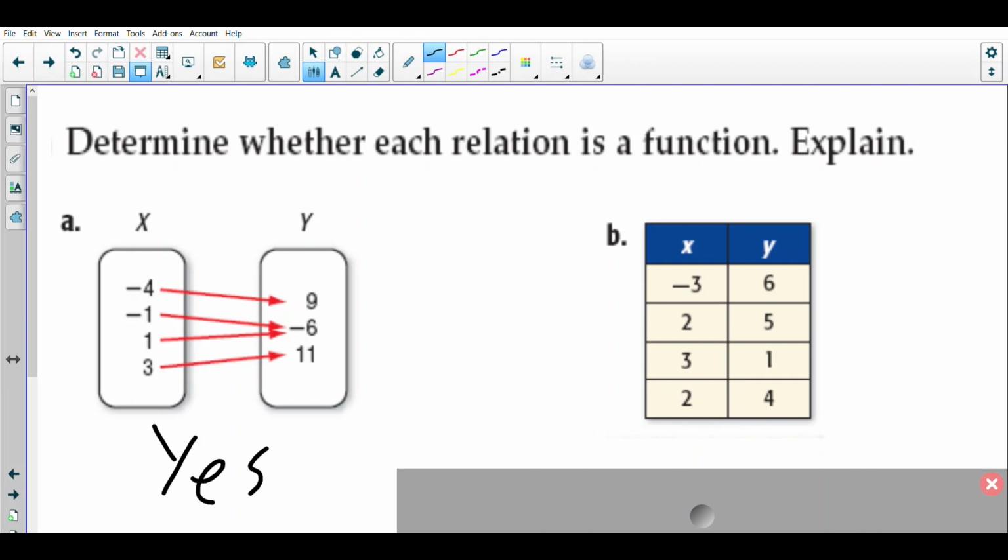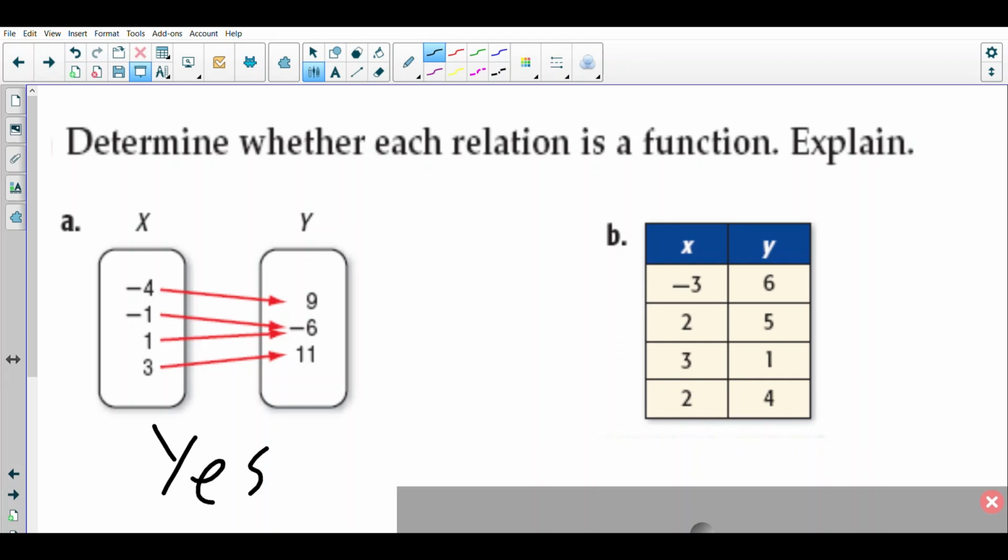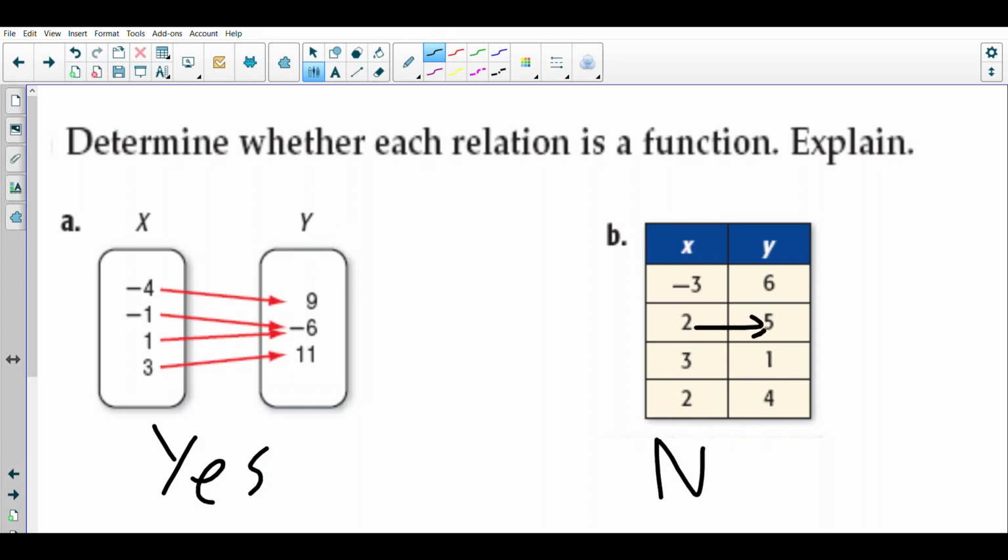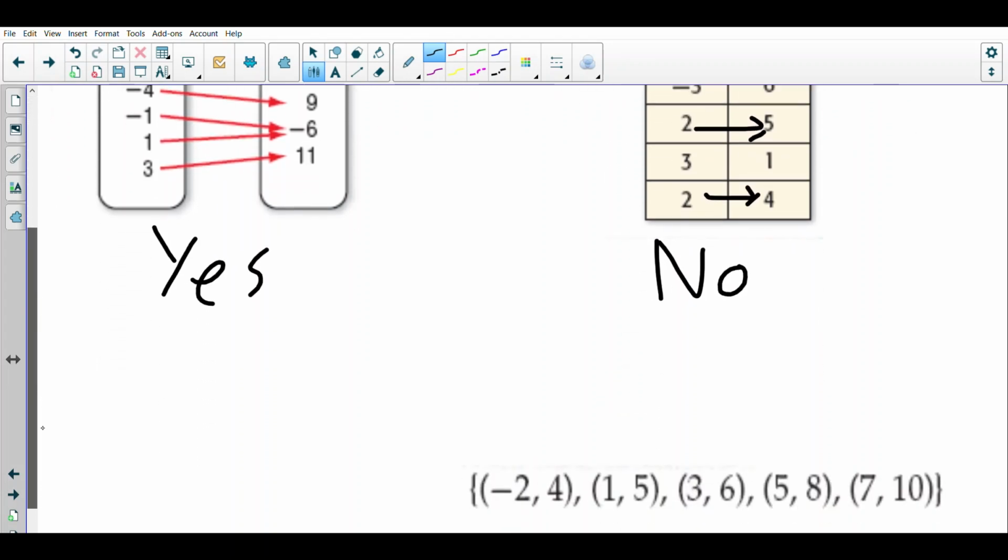Next one, -3 to 6, 2 to 5, 3 to 1, and 2 to 4. So would this be a function? Our answer would be no, because of right here, 2 goes to 5, and 2 also goes to 4. Cannot happen that way.